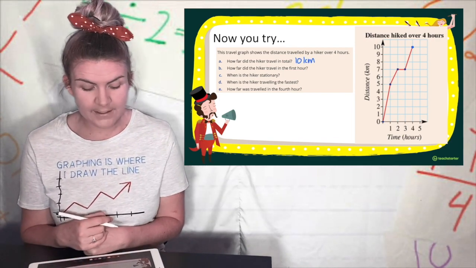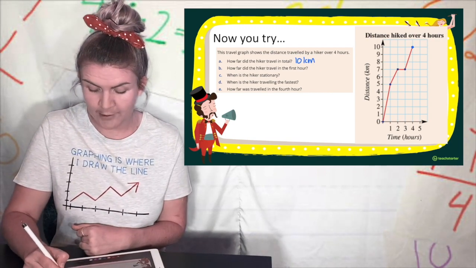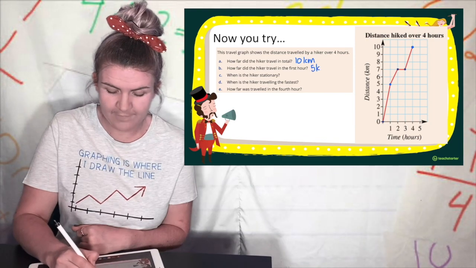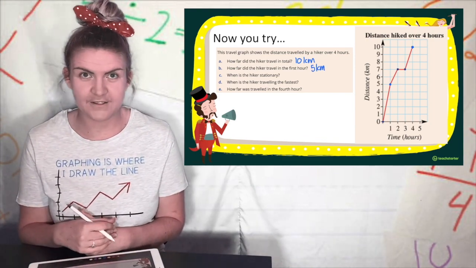B. How far did the hiker travel in the first hour? The first hour, on the number 1, I go up, and that is 5. So 5 kilometers from 0 to 1 hours. So 5 kilometers in the first hour.